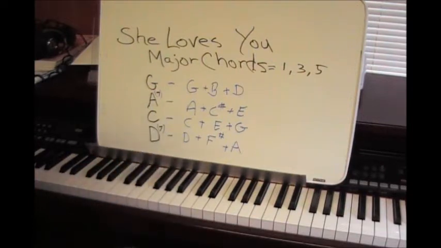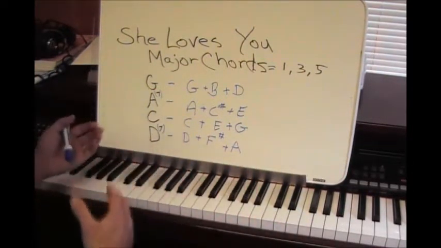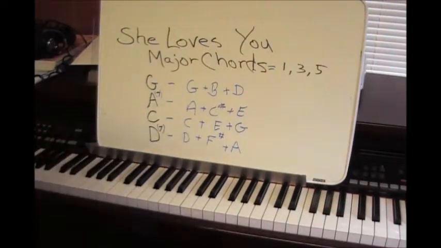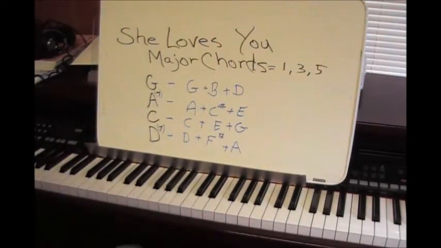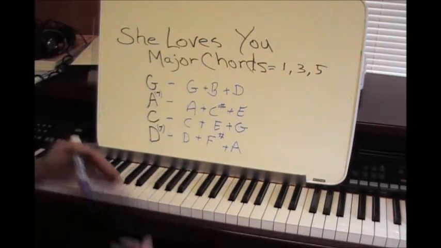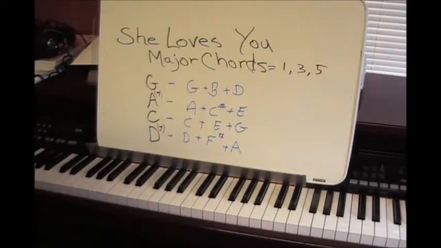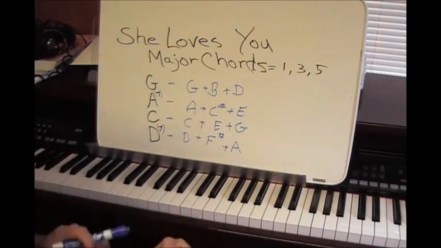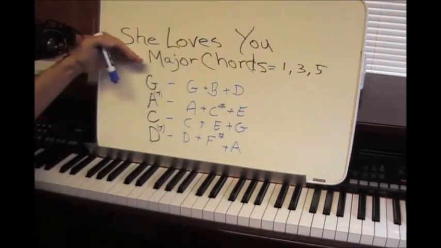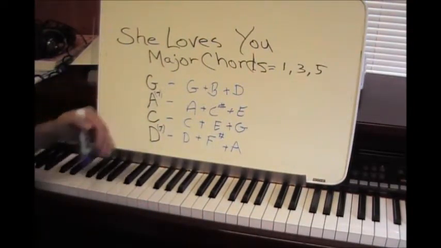So that's an example of how you would use music theory, that is, how to build a major chord, to figure out the chords to play with the song She Loves You. And that's a review of what we did up to date and why we did it. Now the next thing is, the song has a lot of minor chords in it, so I want to show you how to build minor chords. But minor chords are just a variation on major chords. So once you understand major chords, you'll see that minor chords are very easy to build.